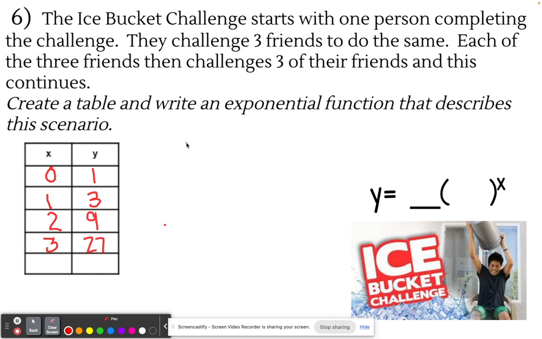So if you think about this, here's me completing the challenge, and I had 3 friends, friend A, B, C. So there's my 3 friends. Now each one of these people had 3 friends. See how we went from 1 to 3 to 9? So it grows pretty quickly. So what's my function? Well, I started with 1. And then we increase by 3 each time.